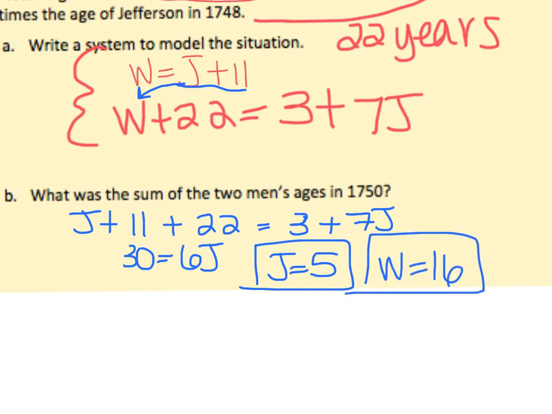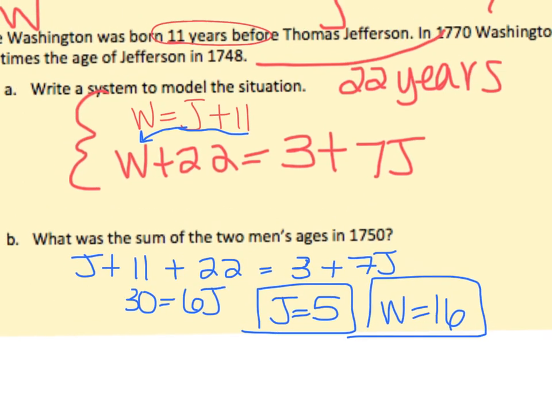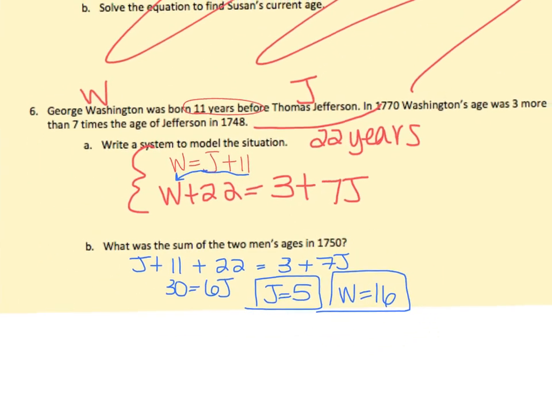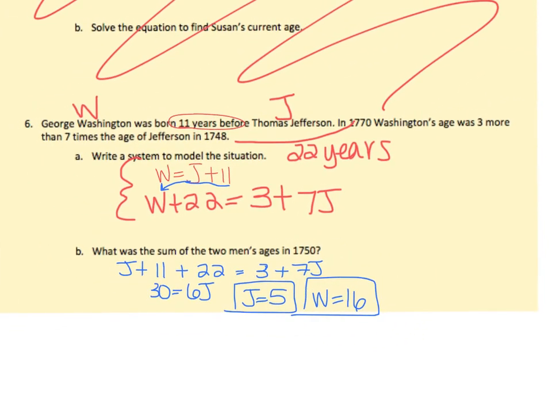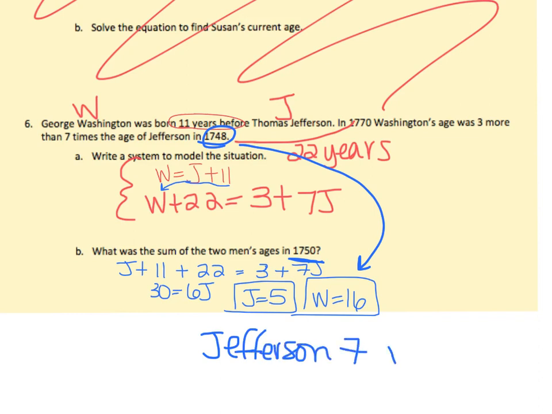Okay. Now that's not our final answer. Remember back in our question, the last year that we were talking about was 1748. So these numbers, 5 and 16, are the ages they were in 1748. The question asks us to find it in 1750. So I'm just going to add 2 years to what we got. So Jefferson was 7, and Washington was 18.